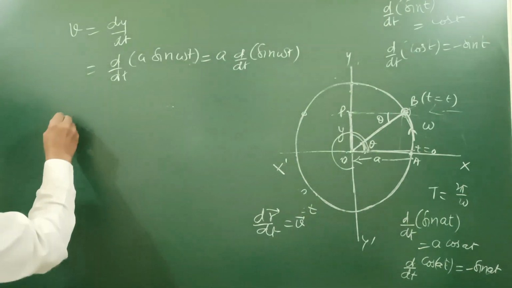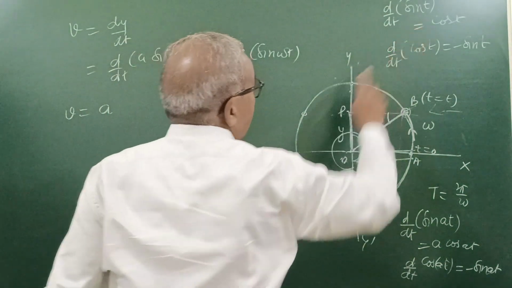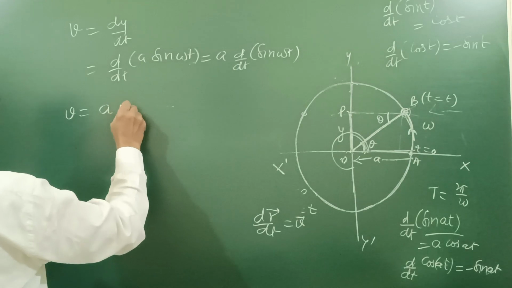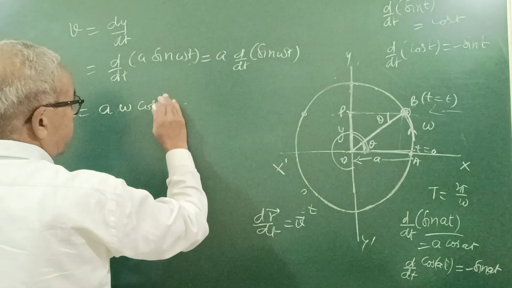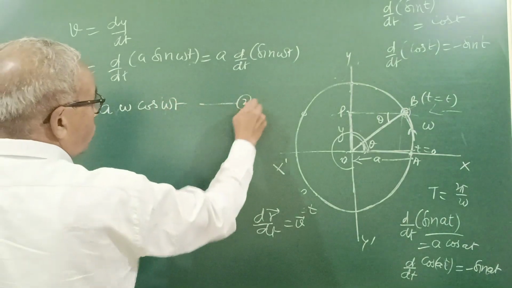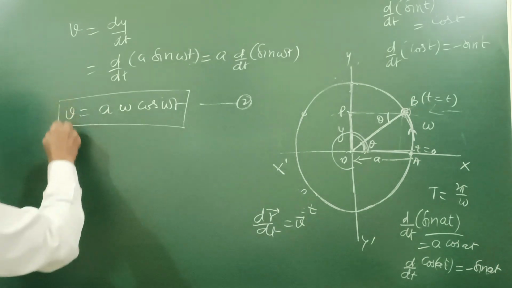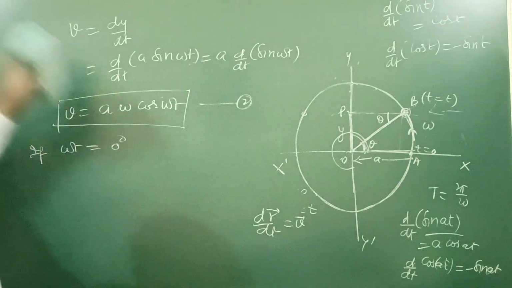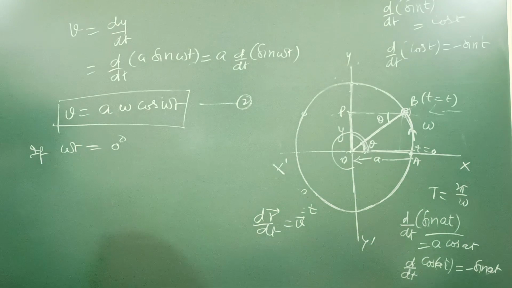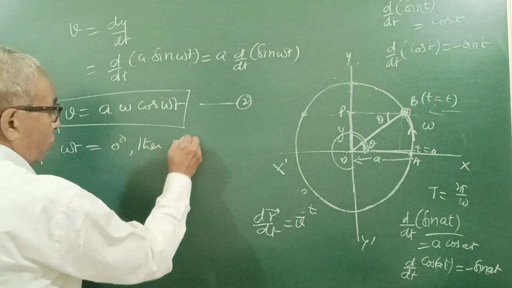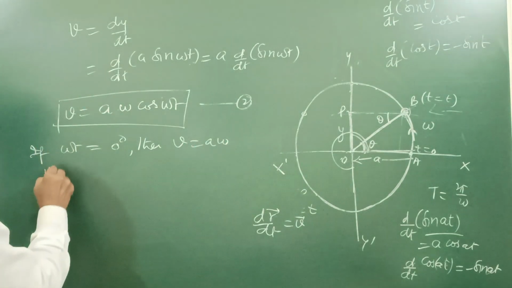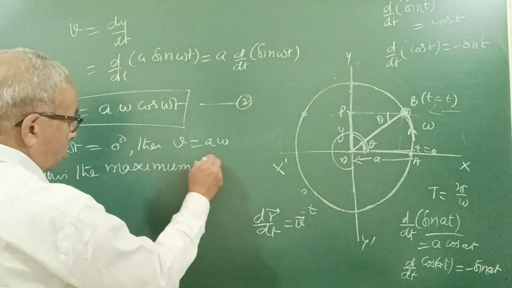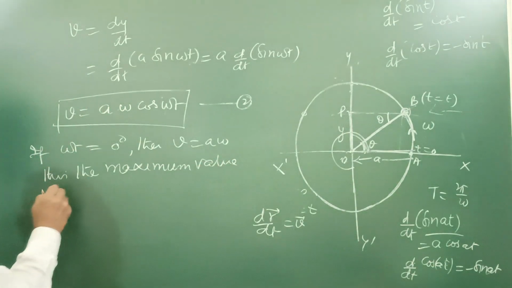Or you can write here v equal to a omega cos omega t, equation 2 of SHM. Velocity: if omega t is 0 degree, that is point P, that equilibrium point, then v equal to a omega. This is the maximum value of velocity of particle performing SHM.